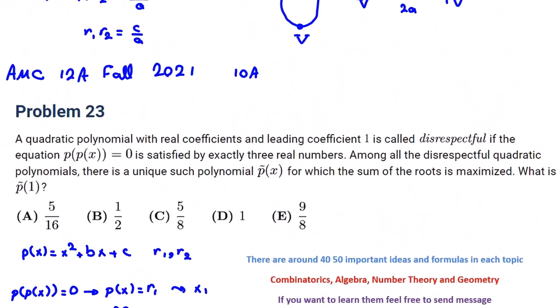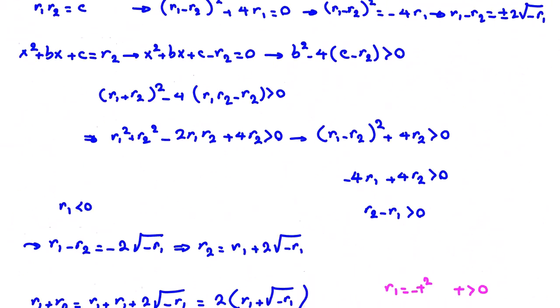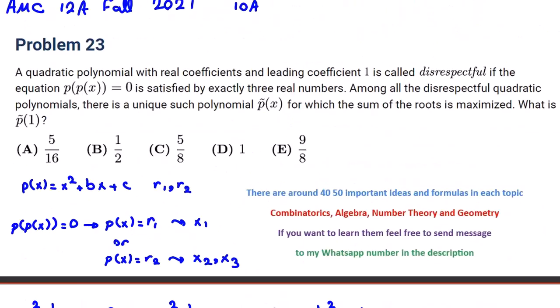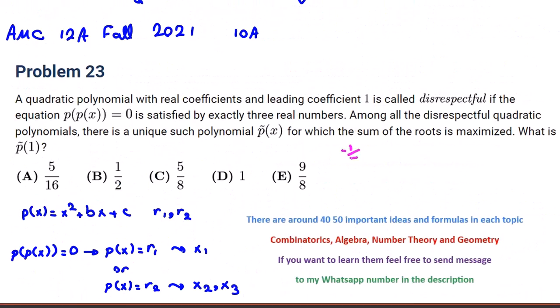Now the problem says what? Find P of 1. Okay, so the roots are negative 1 over 4, 3 over 4. We know the sum of the roots is negative b, so b is the negative sum of the roots. 3 over 4 minus 1 over 4, 2 over 4, 1 over 2, so b is negative half. C is the product of the roots, which is negative 3 over 16.